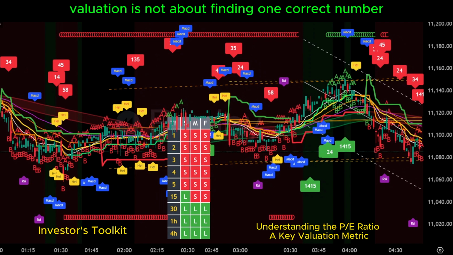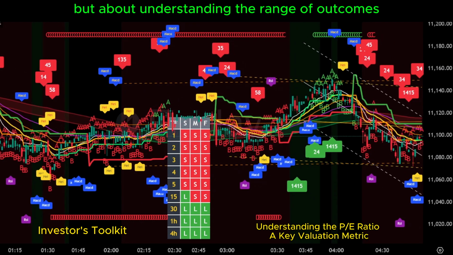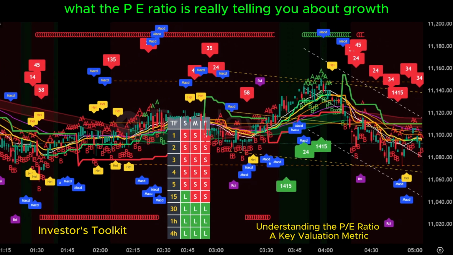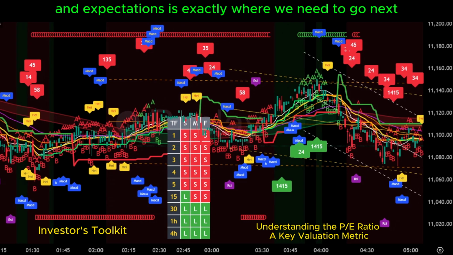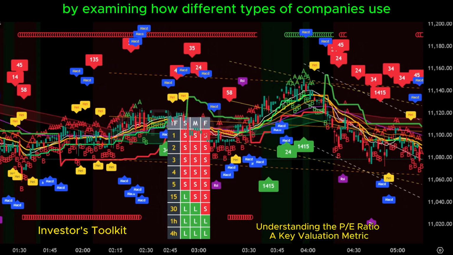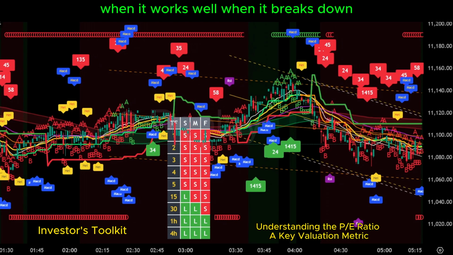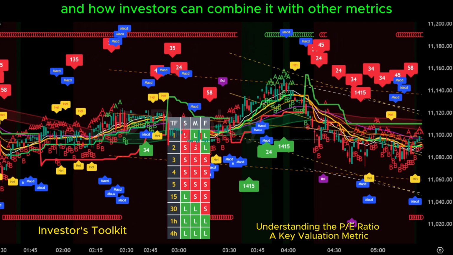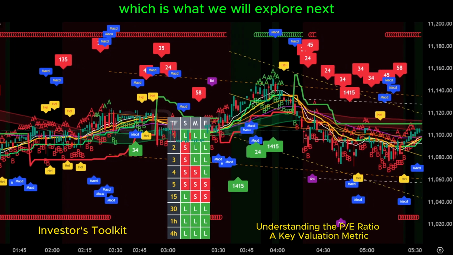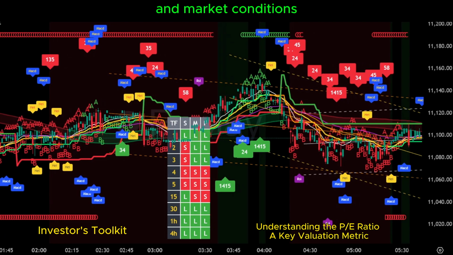Because valuation is not about finding one correct number, but about understanding the range of outcomes embedded in today's price, and learning how to interpret what the PE ratio is really telling you about growth risk and expectations is exactly where we need to go next, by examining how different types of companies use and distort the PE ratio, when it works well, when it breaks down, and how investors can combine it with other metrics to make more grounded decisions, which is what we will explore next by looking at different business models and market conditions.